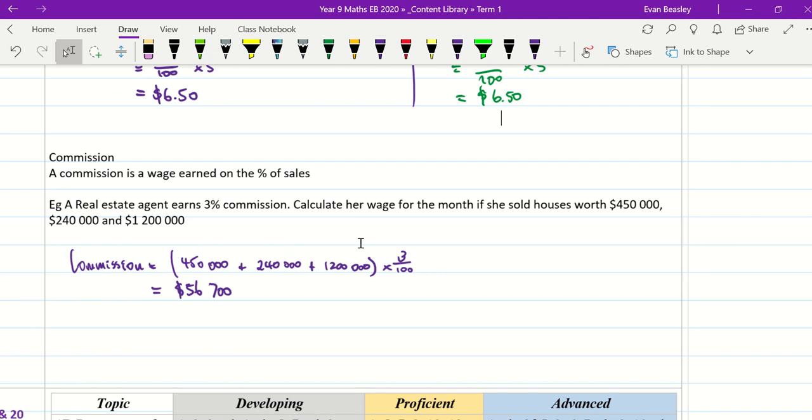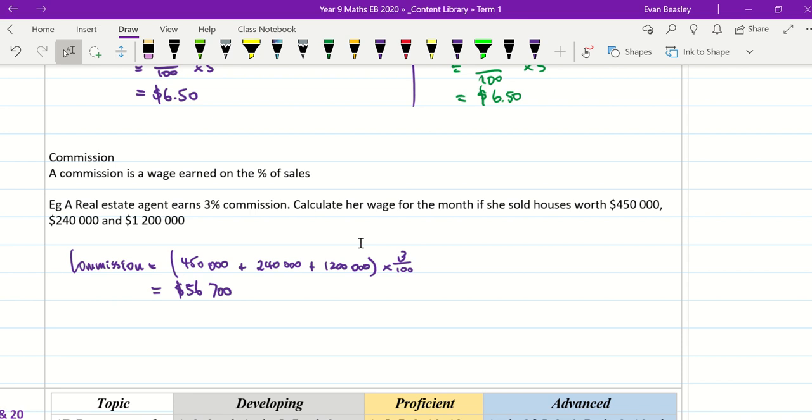Finally, let's just look at this idea of a commission. Now a commission is when a person earns a certain percentage of sales. So real estate agents, if you own the intellectual property of something, you might earn a certain percentage. So if you have a computer game that you've written and you're selling, you might earn a certain percentage, or a song, you might earn a certain percentage as well. So if we're looking here, a commission is a wage earned on a certain percentage of sales.